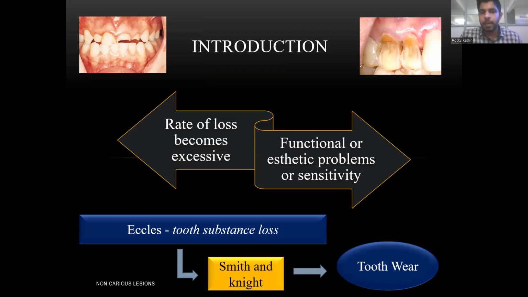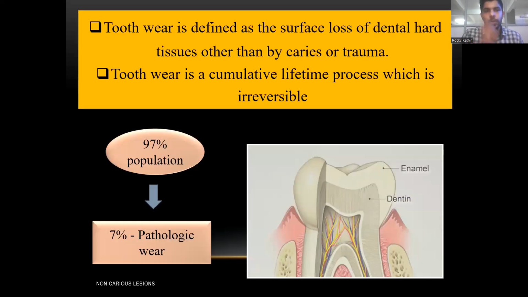vision. Eccles suggested the term tooth substance loss to encompass conditions such as attrition, abrasion, and erosion. Later on, Smith and Knight suggested the use of the term tooth wear to refer to these conditions. Tooth wear is defined as a surface loss of dental tissue other than that caused by caries or trauma, which is a cumulative lifetime process which is irreversible.